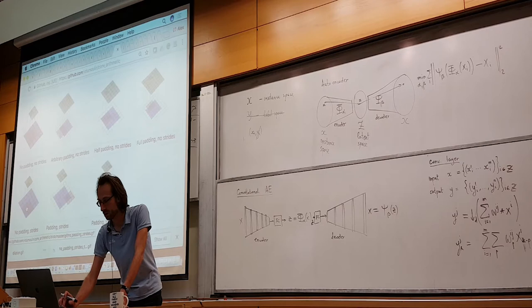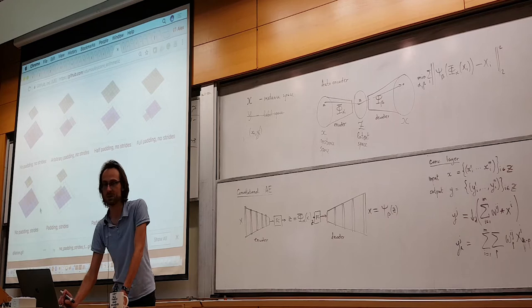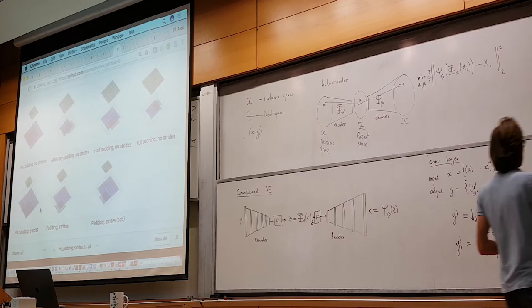Okay? Or actually, increment of 2. You see? Basically, you're skipping every odd sample. Okay? So this is stride convolution. Now, let me represent it differently.